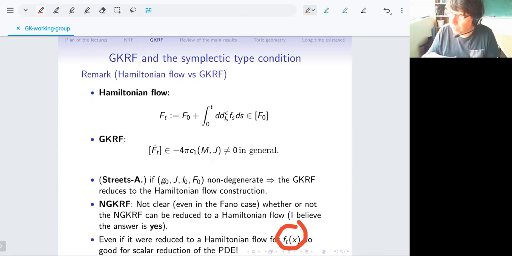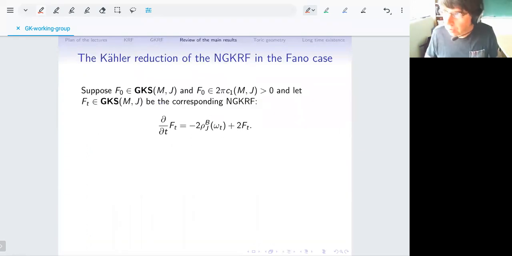Of course, this will probably be used in terms of some maximal principles, but it doesn't give you a direct reduction of the PDE. Now, that's just what I'm expressing.